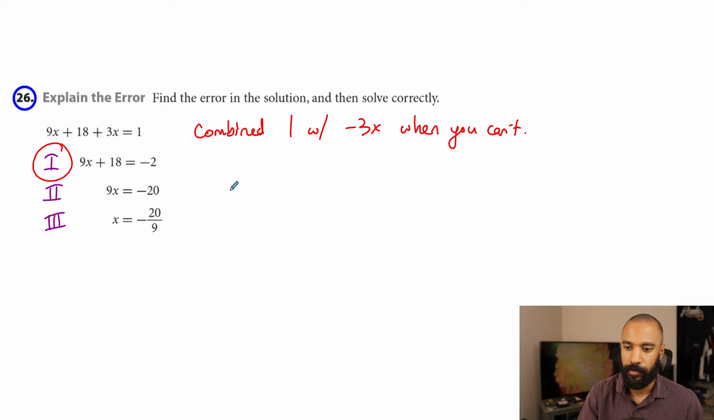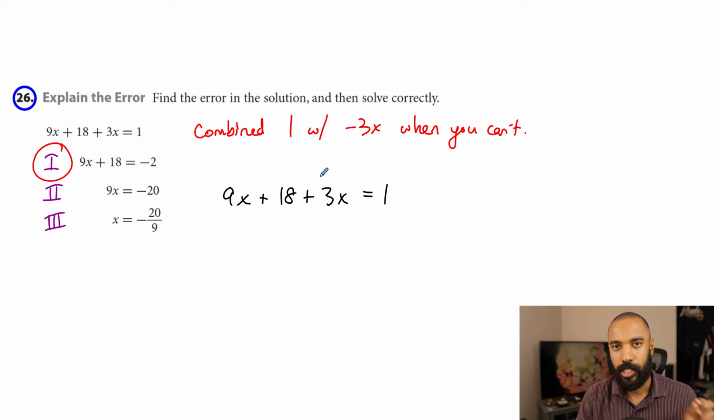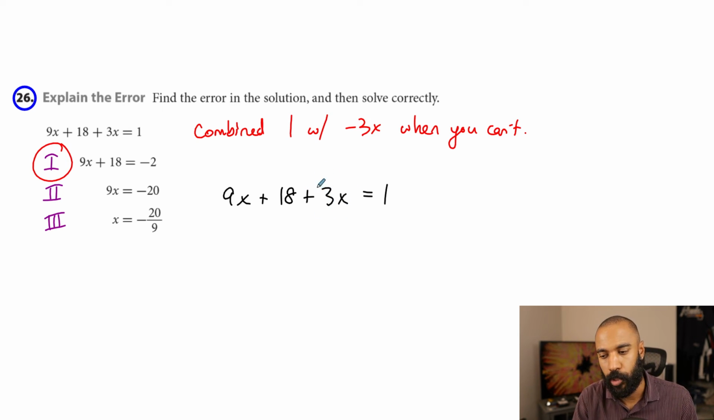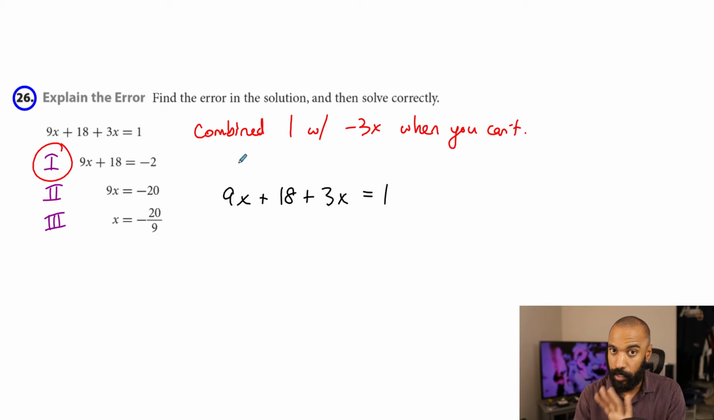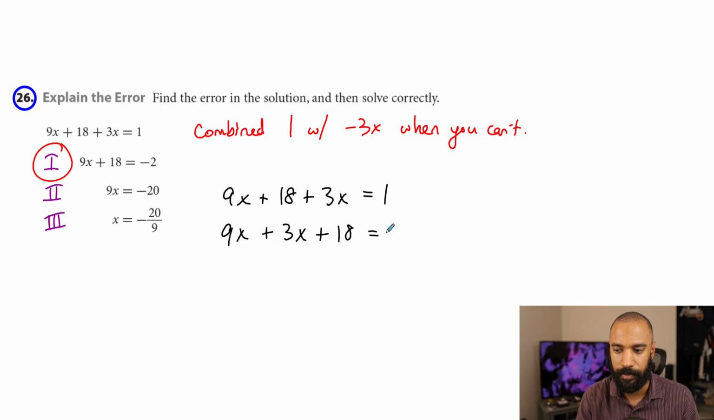So let's address this. 9x plus 18 plus 3x equals 1. So I talked about combining like terms. I don't want to subtract 3x over. Instead, I want to simplify this left expression right here. I'm going to first start with the commutative property of addition. I can reorder these things. I'm going to put the 3x next to the 9x in this addition just to make easier sense of what's happening. The 18 switching with the 3x, that's fine.